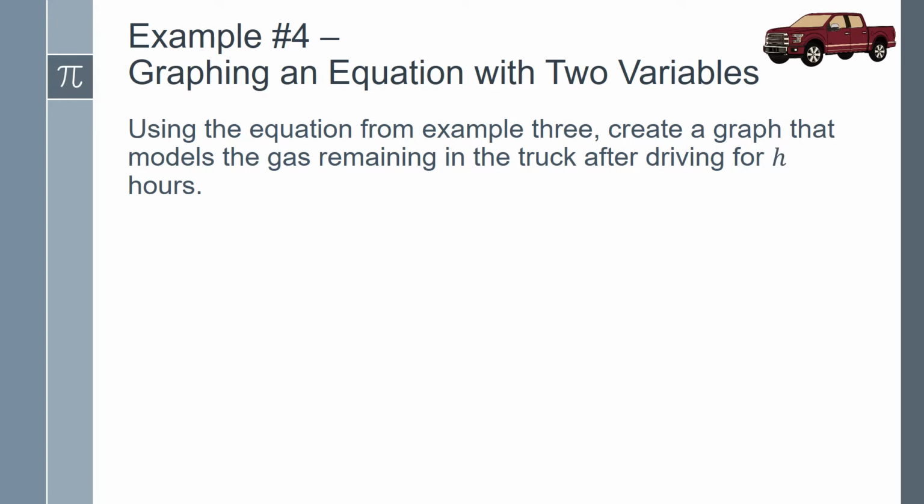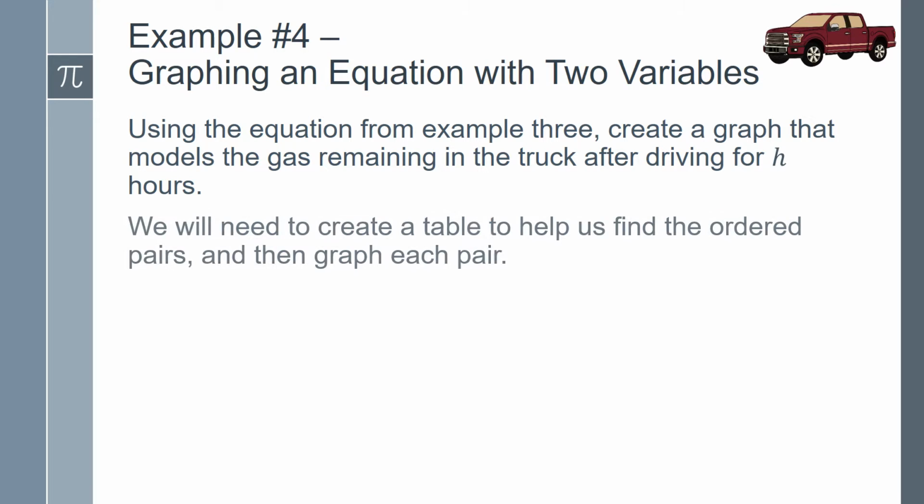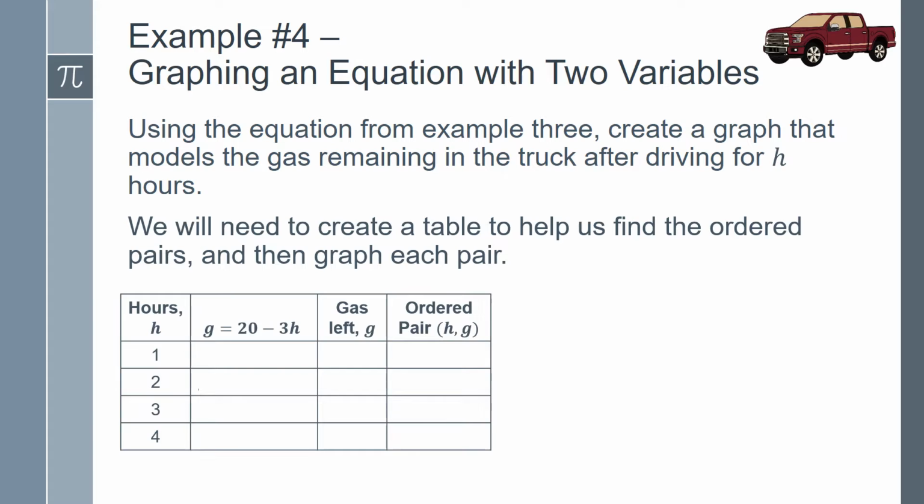In example number 4, we will use the equation from example 3 to create a graph that models the gas remaining in the truck after driving for h hours. In order to help us do this, we'll create a table that we can use to find the ordered pairs, and then we'll graph each pair. So we set up our table, and we have columns for the hours, the equation, the amount of gas left, and the ordered pairs. Next, we plug in the hours into the equation, and then we solve each equation to find the amount of gas left. Finally, we write in our ordered pairs.